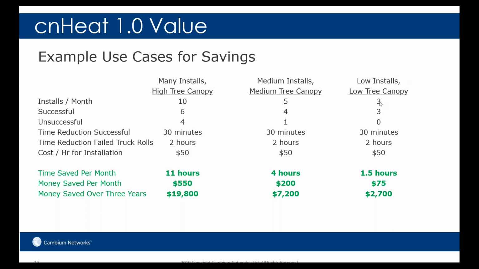Let's go through that. Here, I might do 3 installs per month, and they're always successful anyway. But what I realized with cnHeat on just those 3 installs is I save 30 minutes each time on the install per month. This equates to saving 1.5 hours per month, or $75 per month, which gives you an overall savings over the 3 years of $2,700. So even on use cases for sites that are usually successful and not a lot of activity, cnHeat still can pay for itself.